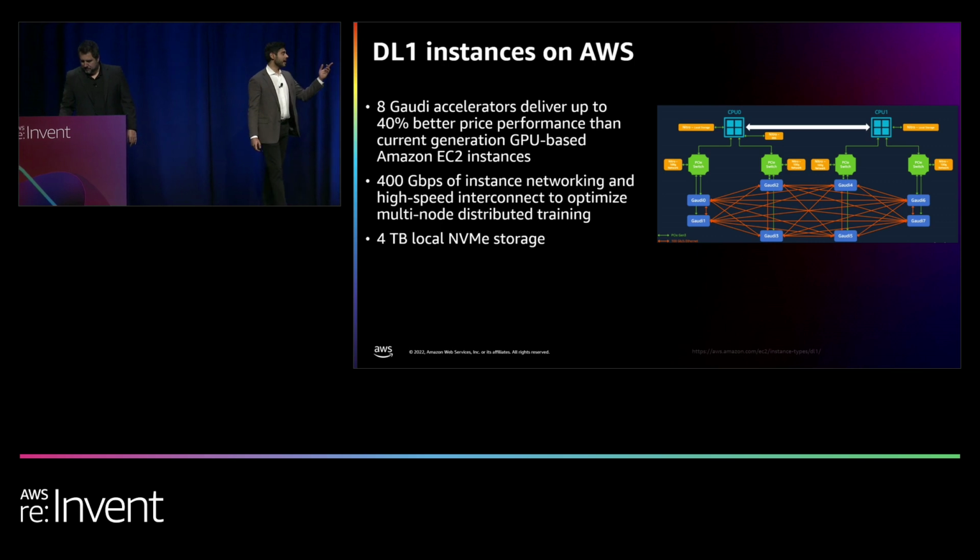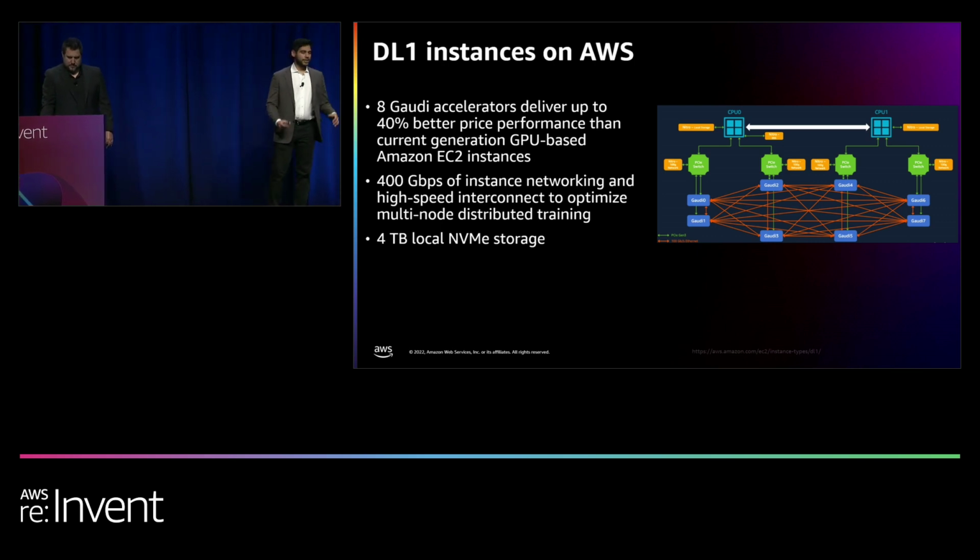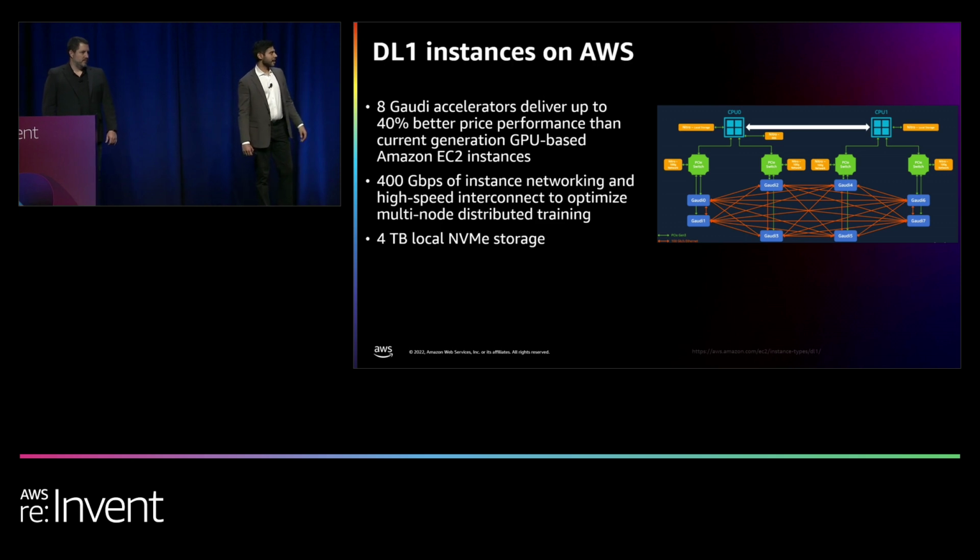And so as you can see from the diagram, we have 8 of those chips per server, and they're connected in a full mesh topology. So that allows robust all-to-all communication between the chips, which creates more efficient distributed training for those customers that train models not only on one chip, but across multiple chips as well.